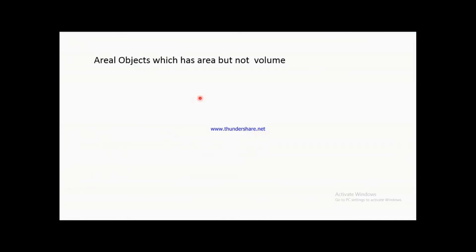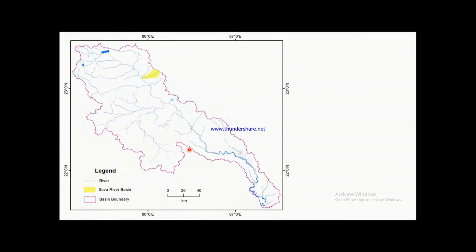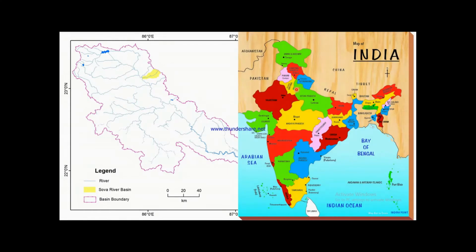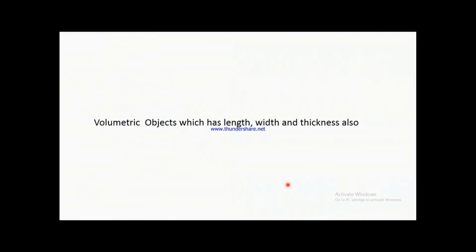Some aerial objects around us are also there which we have to map, like this, which has length as well as width. Suppose the same drainage basin, it occupies some area and we have to map it. In this case, different states and the country, they occupy some area and we have to map them.